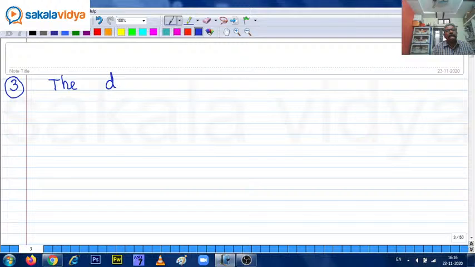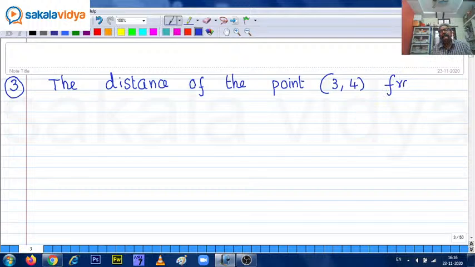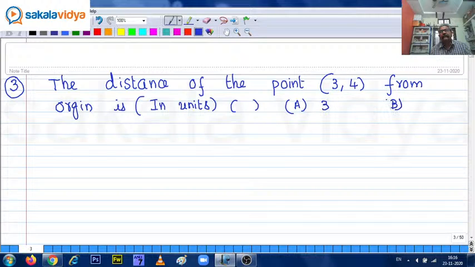The distance of the point 3 comma 4 from origin in units. Distance is measured in units. It should have some units. Option A 3, option B 4, option C 5, option D 1. This is the question. So very good, Sony, welcome. So now the distance of the point 3, 4 from origin we need to find out.